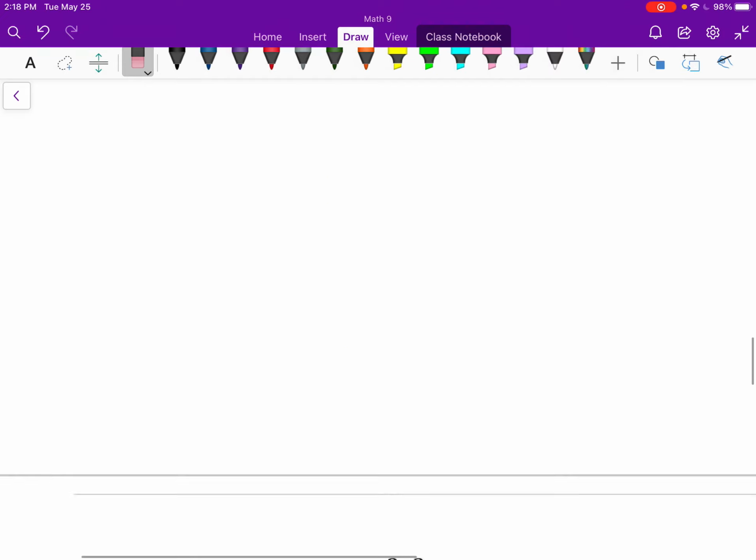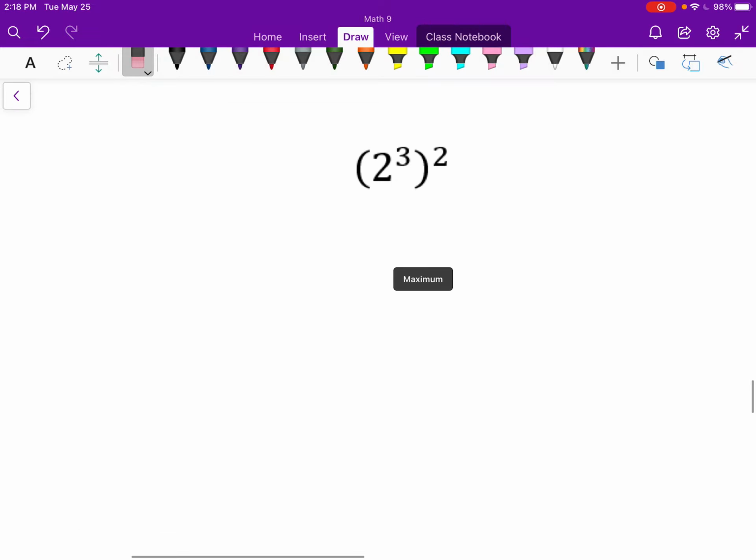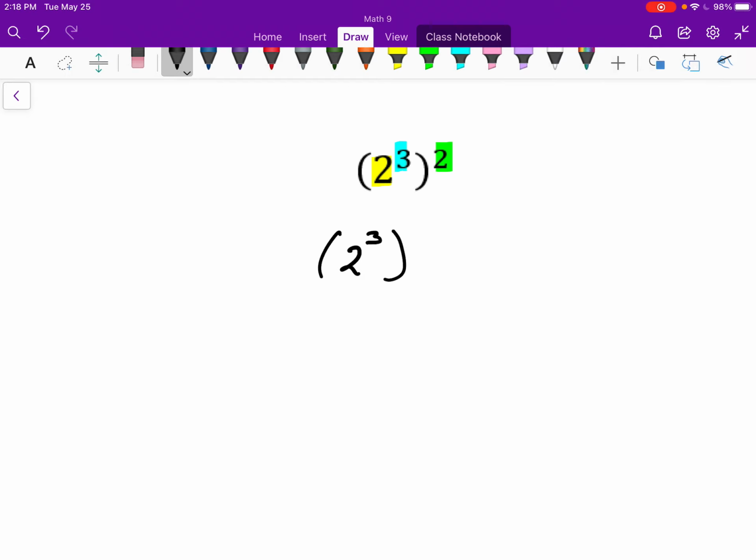And one more I want to look at for this lesson. What if I have a power raised to another power? Here I have 2 to the power of 3, and all that's being raised to the power of 2. So what does that mean? Well, this means 2 to the power of 3 times itself twice, 2 to the power of 3 times 2 to the power of 3. And what does this equal? Well, I could use the first exponent law we looked at. I'm multiplying two powers of the same base. So I can write this as a single power of 2 with an exponent of 6, 3 plus 3.